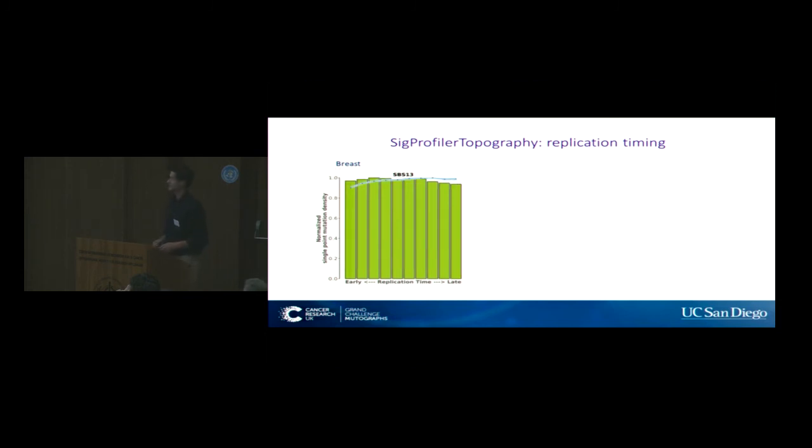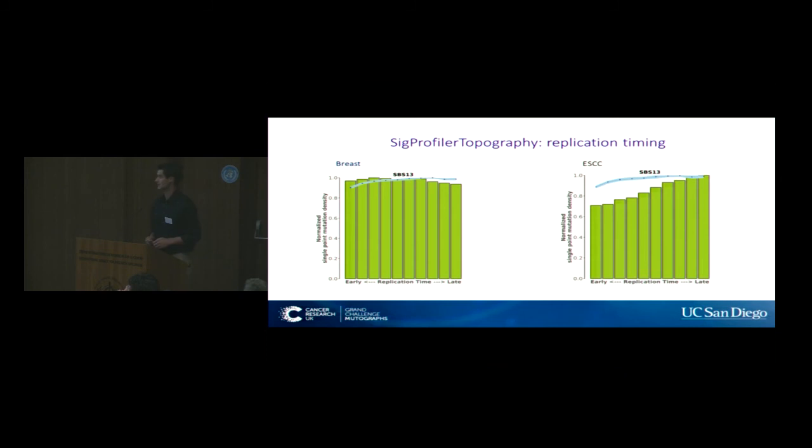However, if we now look at signature 13 in breast cancer, we see a more uniform distribution with the mutations attributed to this signature. However, if we look at the ESCC cells, we see that there are more mutations occurring in late versus early replicating regions, suggesting that these signatures might be behaving differently across different tissue types and cancer types and the genomic landscape.